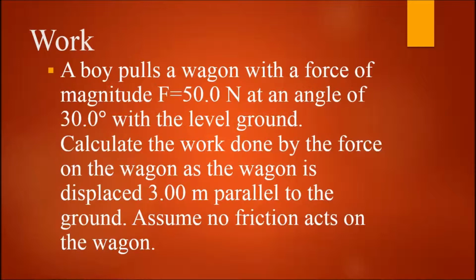So let's look at a problem. A boy pulls a wagon with a force of magnitude F equals 50.0 newtons at an angle of 30.0 degrees with the level ground. Calculate the work done by the force on the wagon as the wagon is displaced 3.00 meters parallel to the ground. And for this problem, assume no friction acts on the wagon.